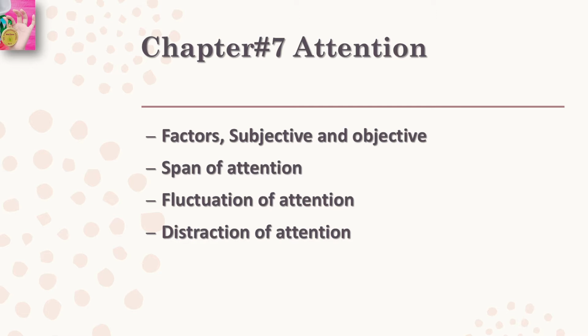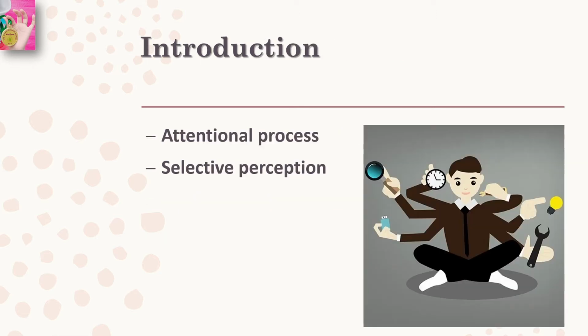In this video, in chapter 7, we will be discussing the factors, subjective and objective. We'll be discussing span of attention, the fluctuation of attention, and we'll also be discussing distraction of attention under the chapter of attention. So we'll start with a proper introduction about attention, and then we'll describe each of those topics in great detail.